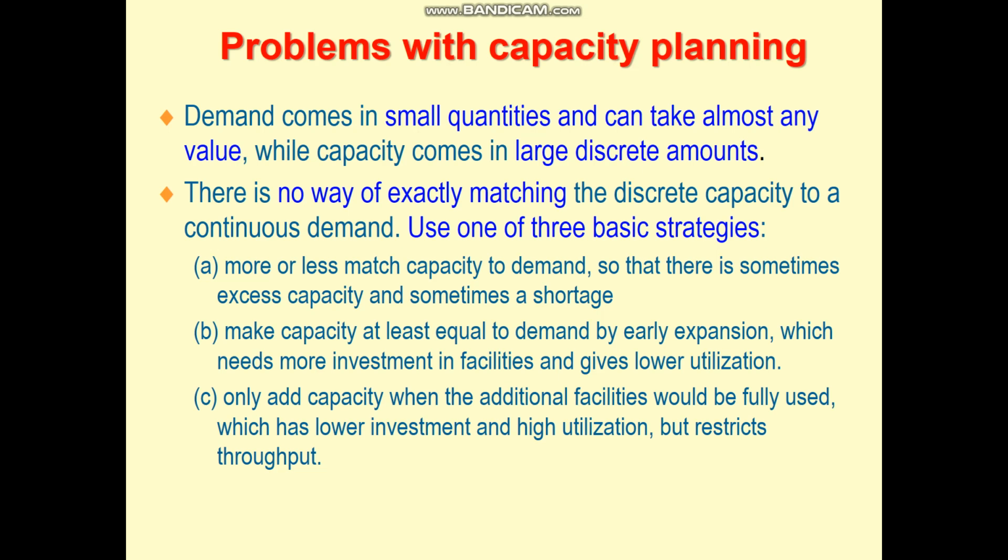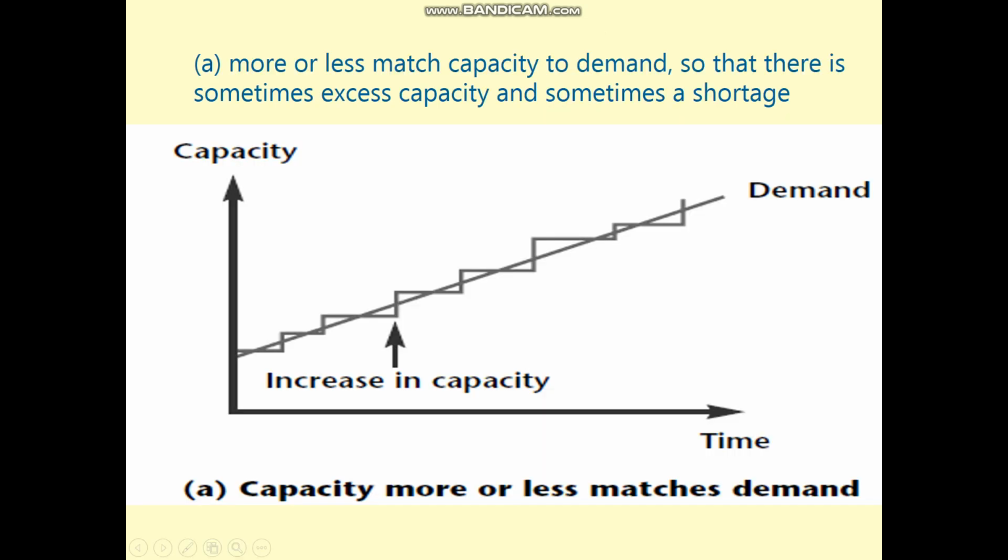The first one, we more or less match the capacity to the demand, so that sometimes the capacity will exceed the demand, and sometimes there is a shortage. You can see here in the figure. At this point we have a shortage, and at this point we have excess capacity. Also here is a shortage, then here is excess. So we can see the fluctuation in the capacity compared to the demand.